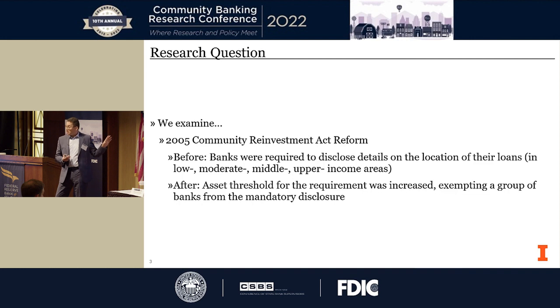This changed in year 2005, where a new group of banks was created. These are intermediate small banks. They have an asset size of between 250 million and 1 billion. They are exempted from this rule. So if they want, annually, they don't have to release the geographical details of their lending portfolios. It's optional.